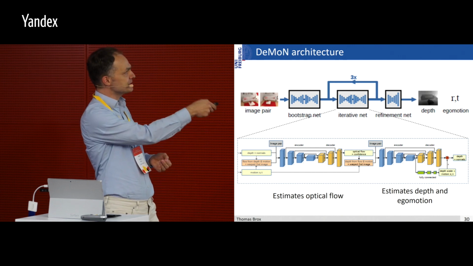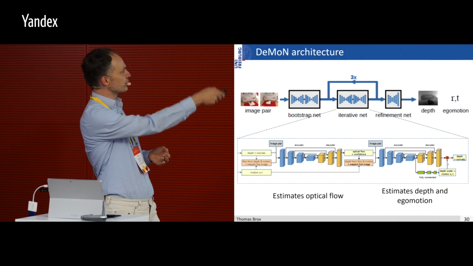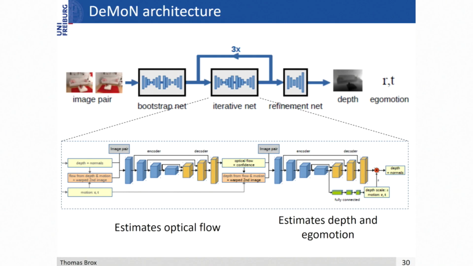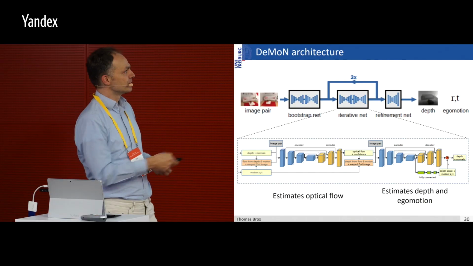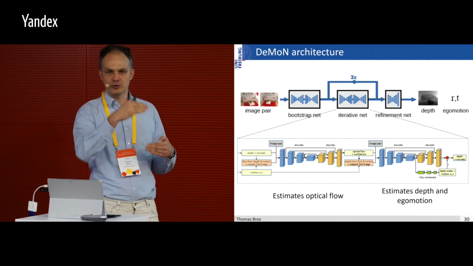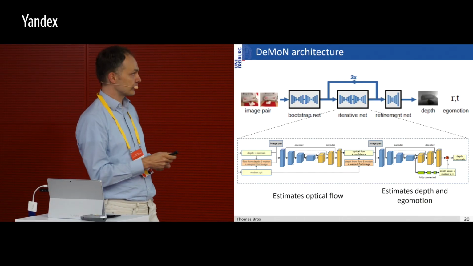We also iterate these networks, so it's again some stacking. We first have some bootstrap net that basically uses these two encoder decoders, and then we have some iteration of basically the same network structure 3 times to refine the depth maps and the ego motion, and then we have some final refinement net to also increase the resolution of the final output.